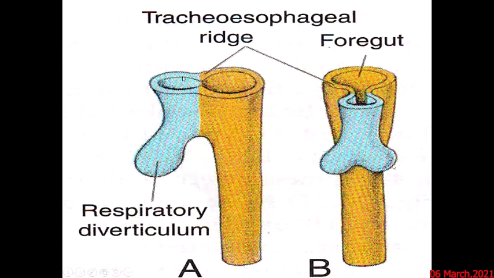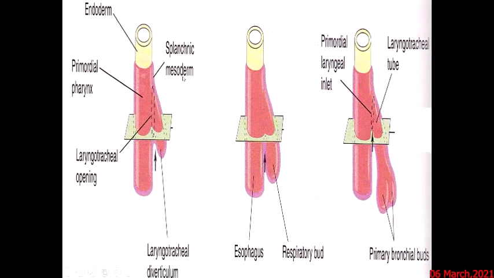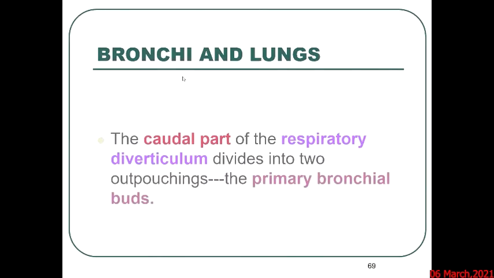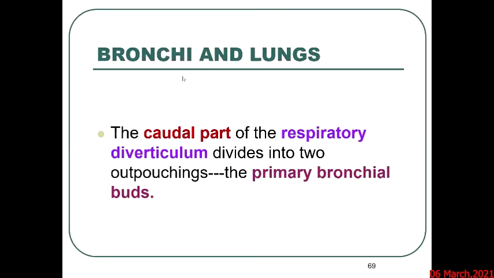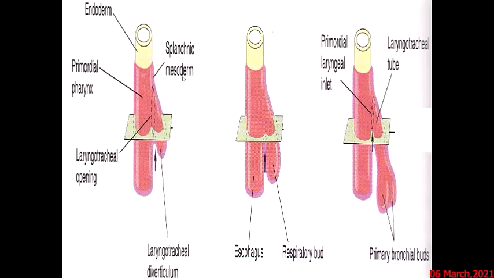The caudal part of the respiratory diverticulum divides into two outpouchings, the primary bronchial buds. We call these the primary bronchial buds. So the cranial part is the laryngotracheal tube, from which the larynx and trachea develop, and the caudal part will divide into two. We call these outpouchings the primary bronchial buds, one and two.